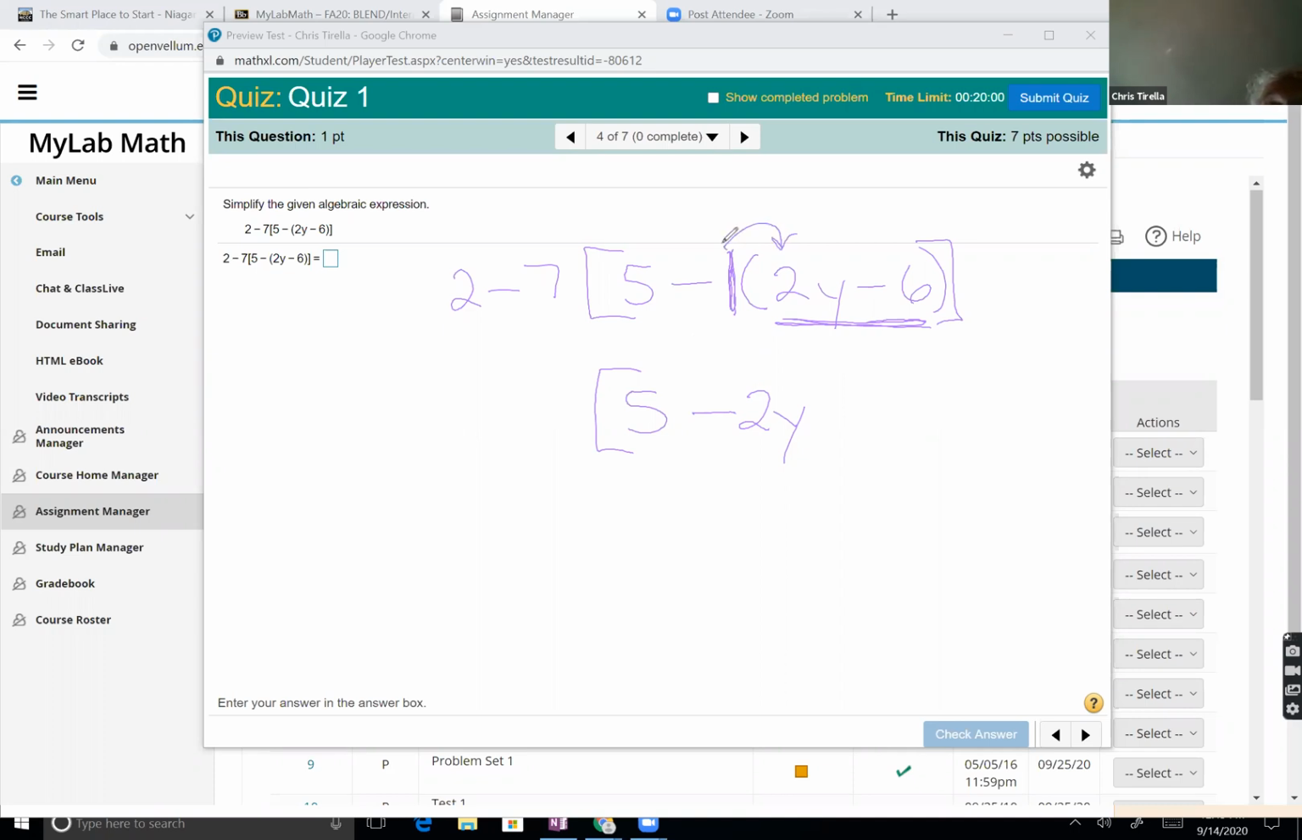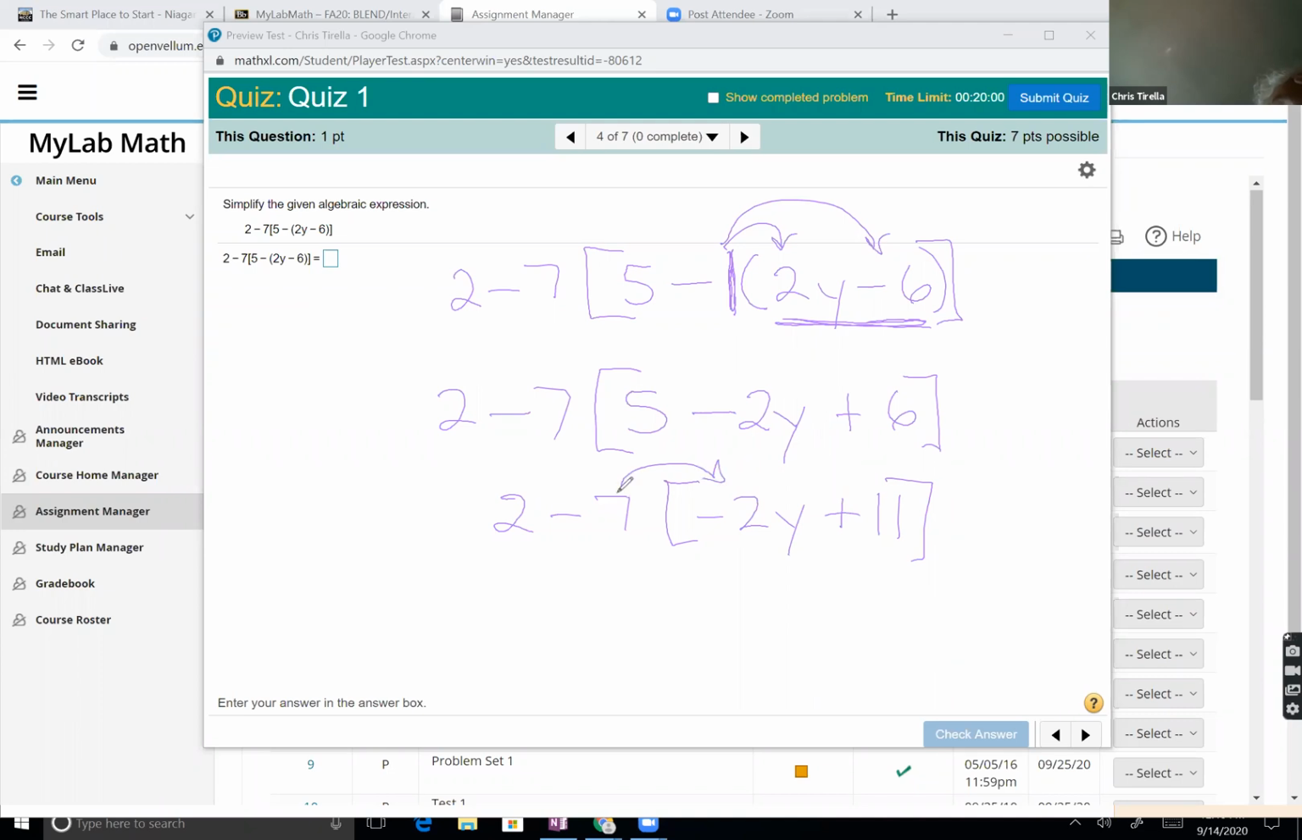Then I'm going to take the negative 1 times the minus 6 to get plus 6. And so inside there, I have negative 2y plus 11. Now I've got 2 minus 7 times that. Order of operations, you have to remember that you have to multiply before you subtract. There were an awful lot of people who did the subtraction first. You cannot subtract until after we multiply.